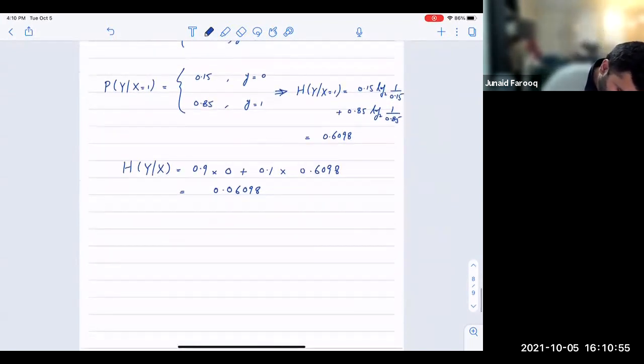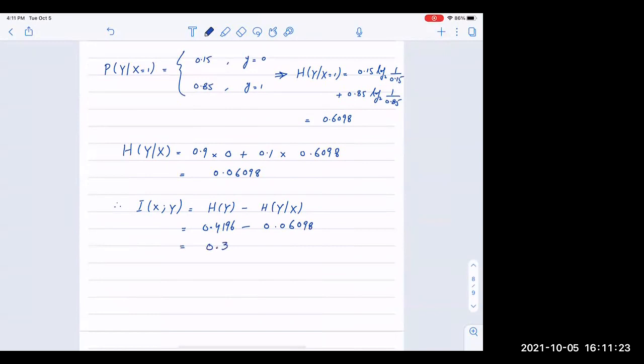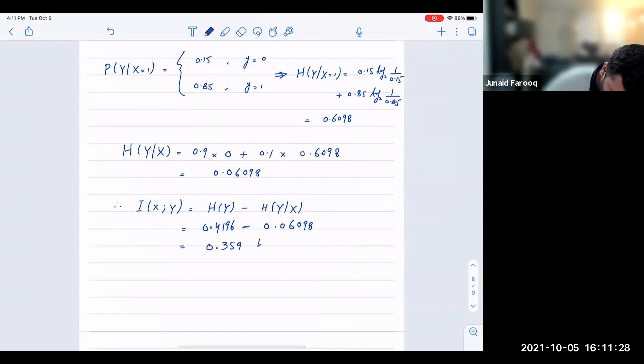Okay, so let's see. Therefore, your mutual information is H of y minus H of y given x. So it's 0.4196. Can you subtract this for me? 0.06098. Yeah, 0.3586. Yeah, 0.359 bits.